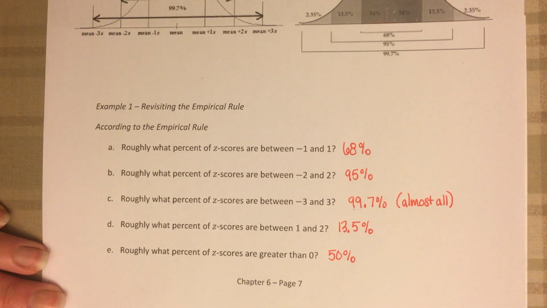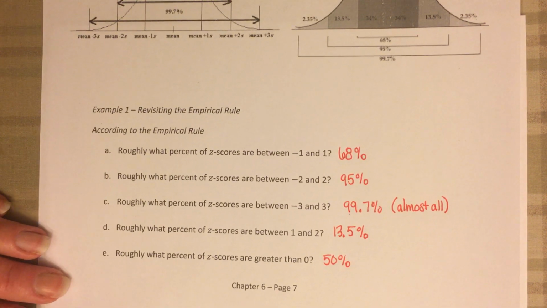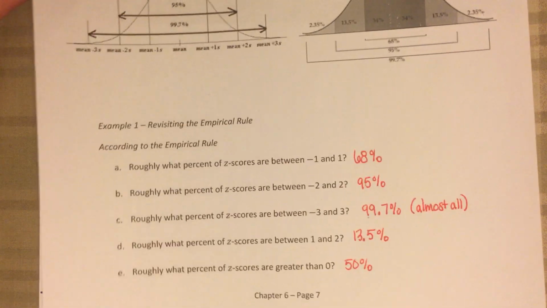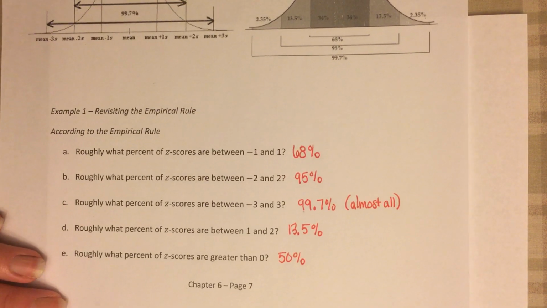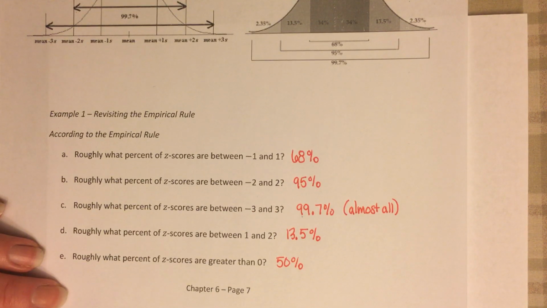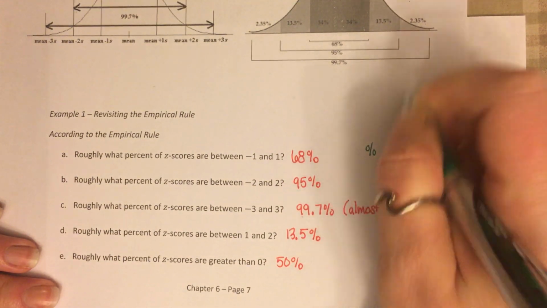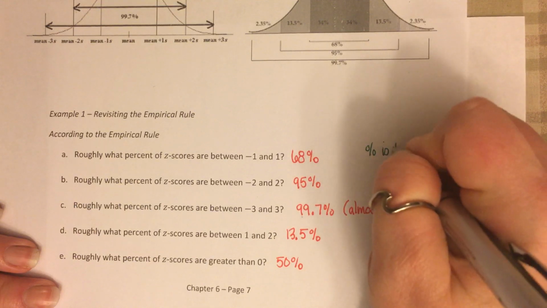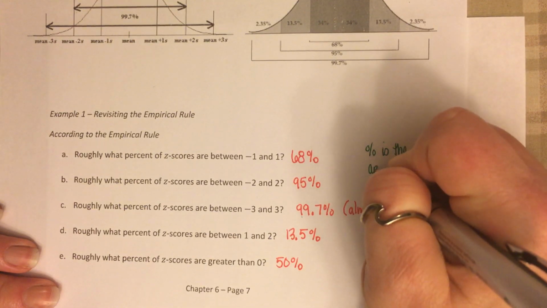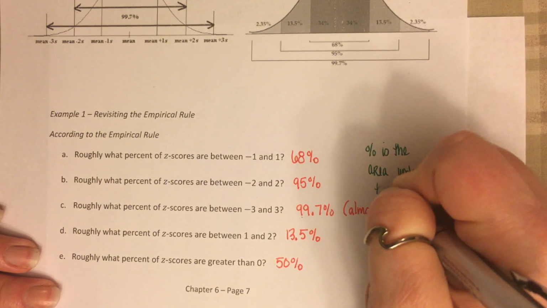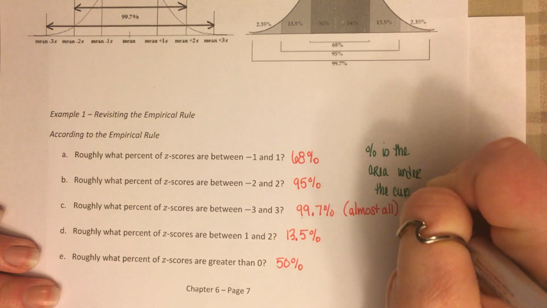As we're looking at these percentages, tying this back into our continuous variables and our probability distributions, these percentages are all related to the area under the curve. So I'm just going to make a little note here that remember, percent is the area under the curve.